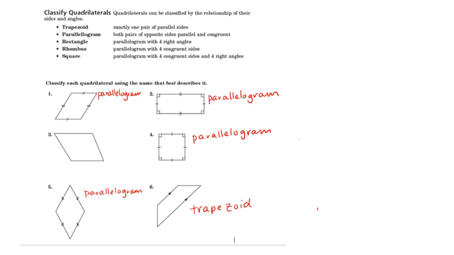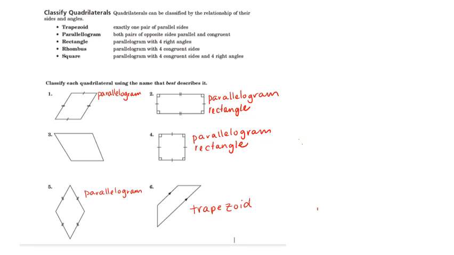All right, a rectangle has 4 congruent angles. So number 2 is a rectangle. Number 4 is a rectangle. And all 4 of those angles are 90 degrees, because remember, there's 360 degrees in a quadrilateral. And if all 4 of those angles are congruent, 360 divided by 4 is 90.